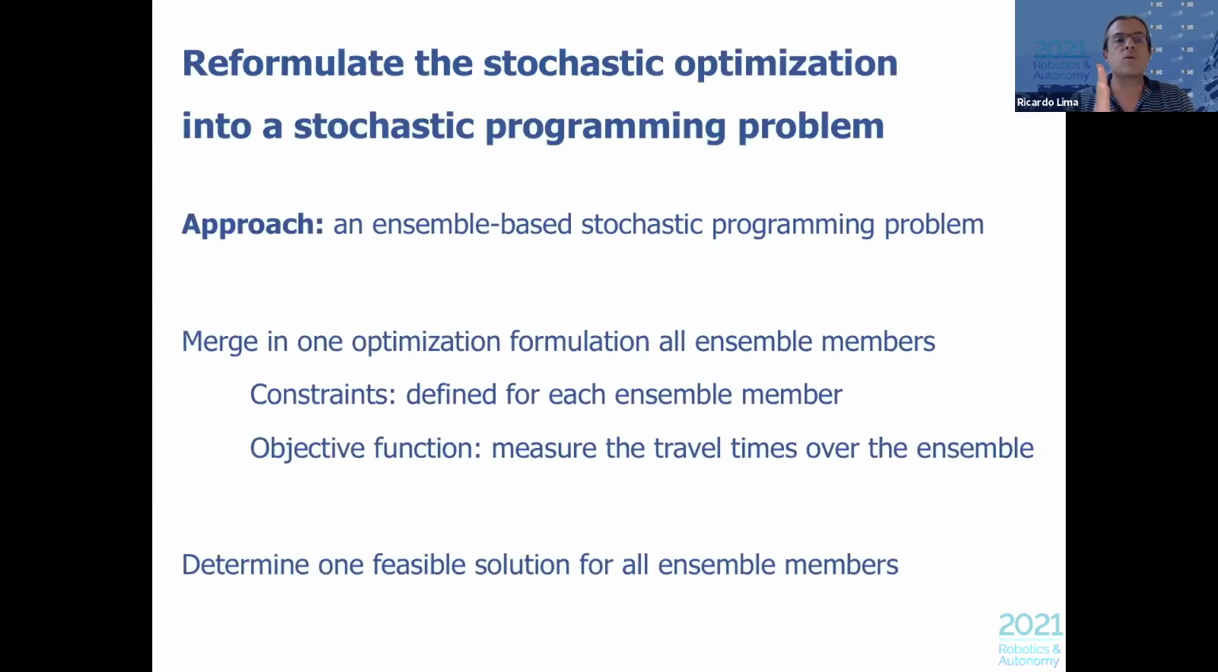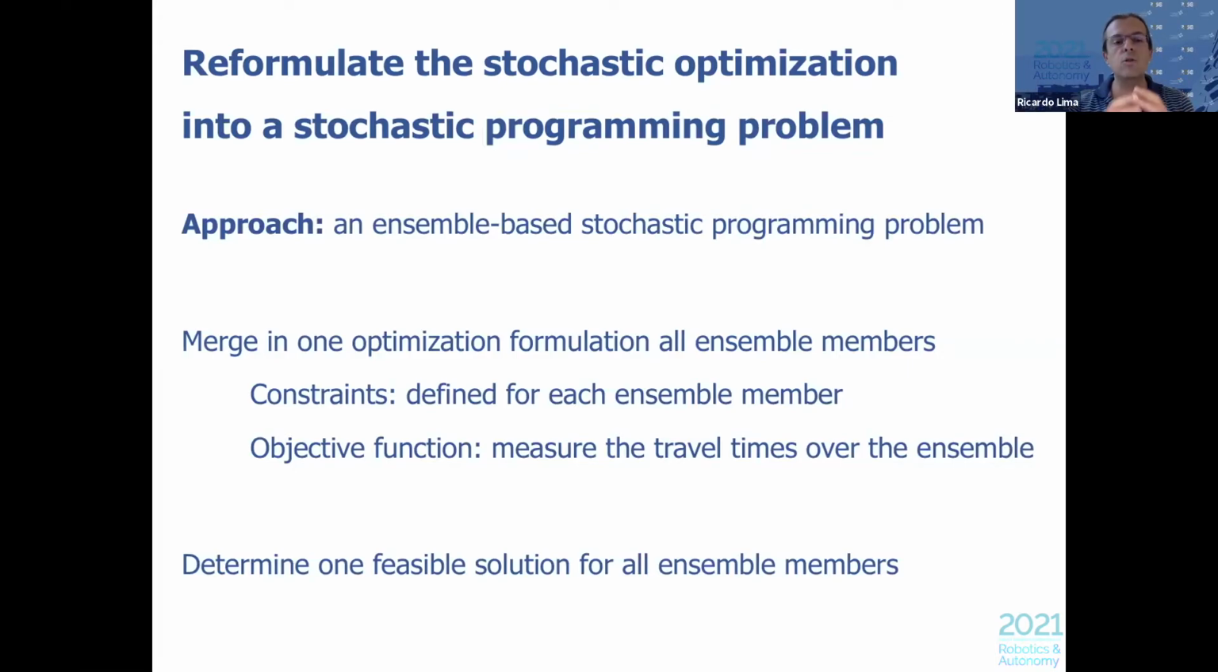So what is our approach? We are going to reformulate the stochastic optimization problem into a stochastic programming problem. And I will try to explain what the characteristics of this stochastic programming problem are. What we are going to do is merge into one optimization formulation all the forecasts of the current that we have.